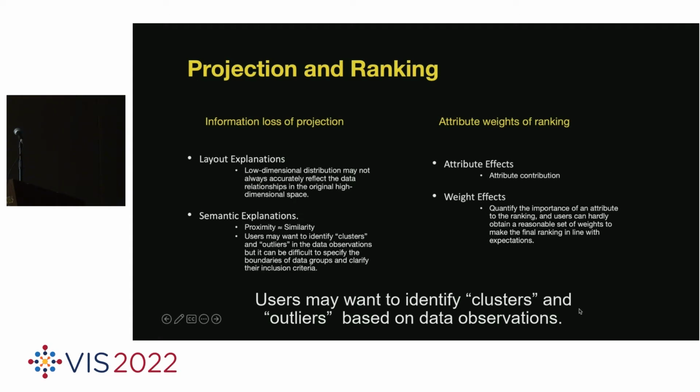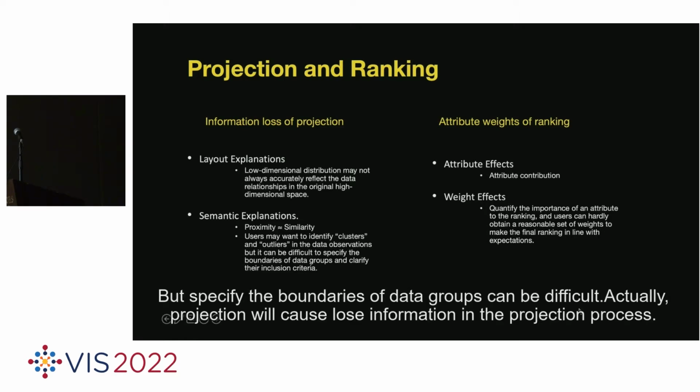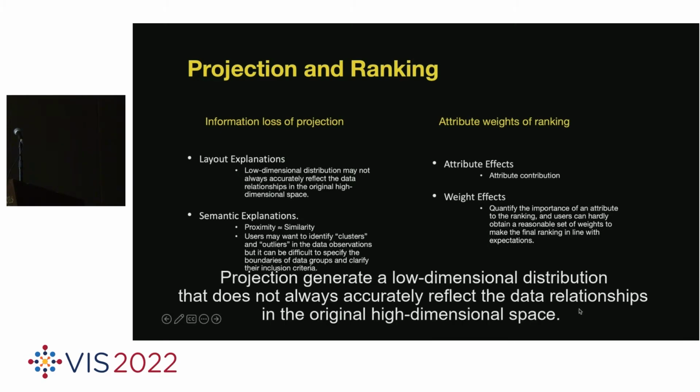Users may want to identify clusters and outliers based on data observations, but specifying the borders of data groups can be difficult. Actually, projection causes information loss in the projection process. Projection generates a low-dimensional distribution that doesn't always accurately reflect the data relationships in the original high-dimensional space.